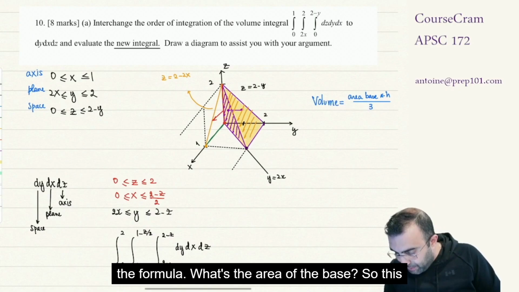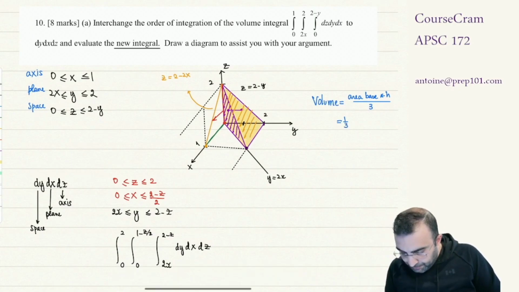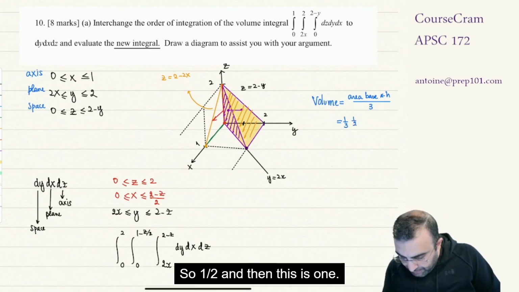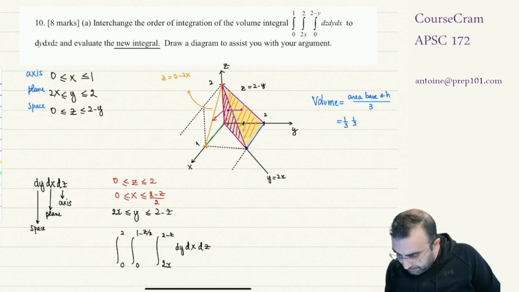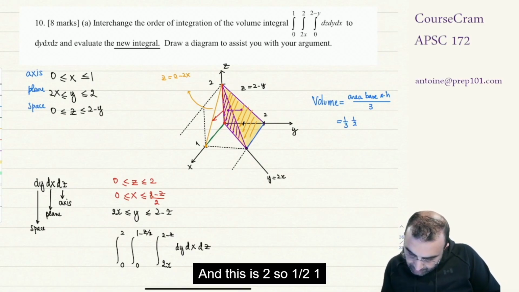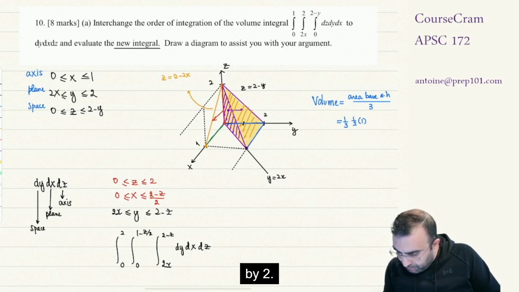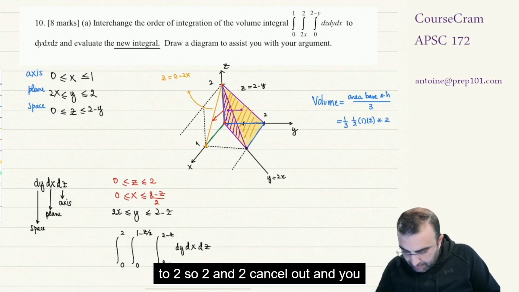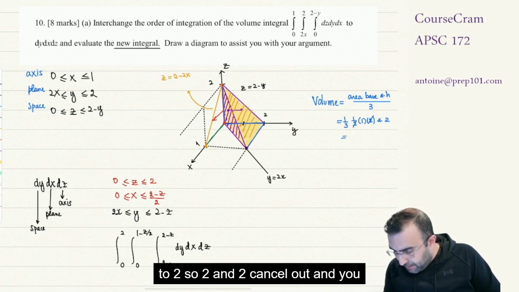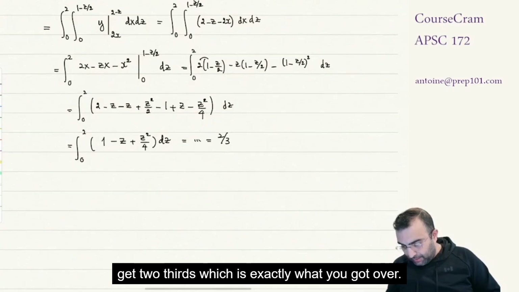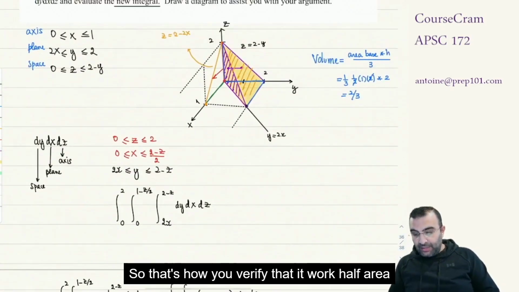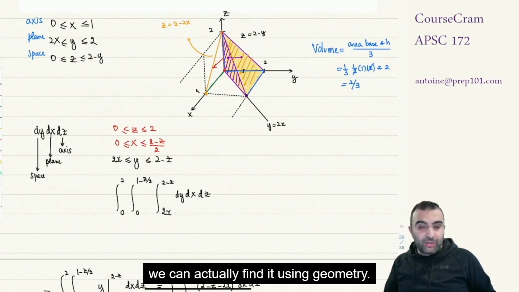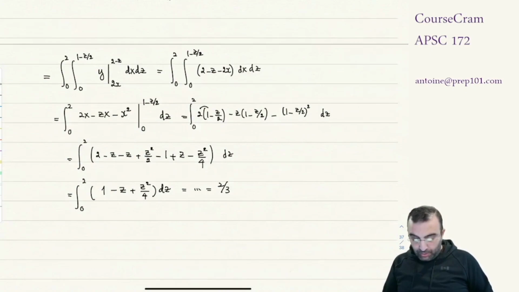What's the area of the base? So this is 1/3. The area of the base is 1/2 base times height. So 1/2, and then this is 1, and this is 2. So 1/2 times 1 times 2. And then the height is 2. The height is here, z is equal to 2. So 2 and 2 cancel out, and you get 2/3, which is exactly what you got over here. So that's how you verify your work. 1/3 area of the base times height. It's a nice solid, so we can actually find it using geometry.